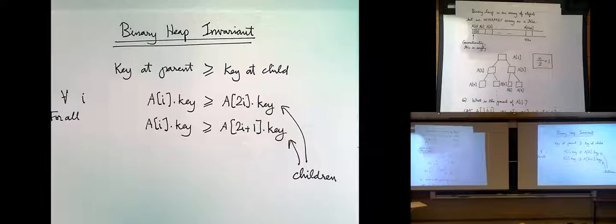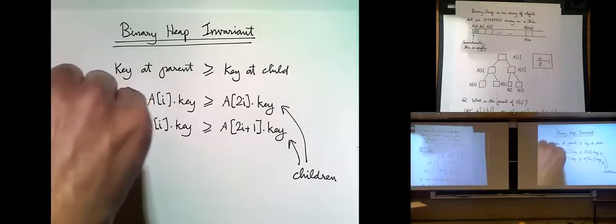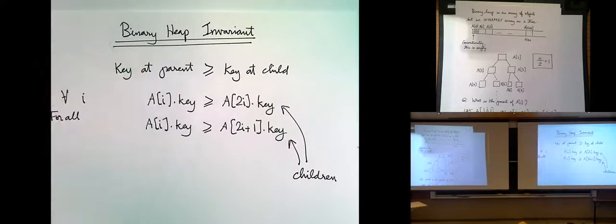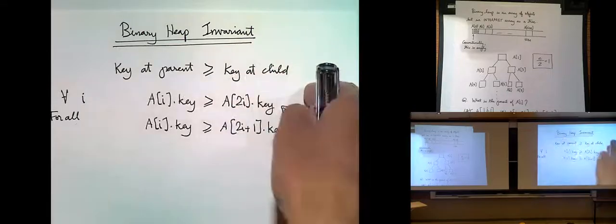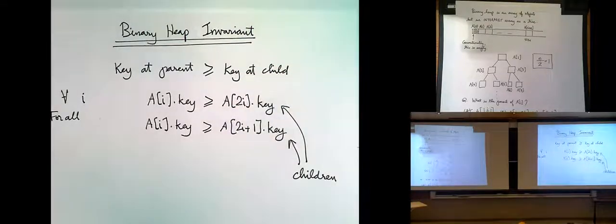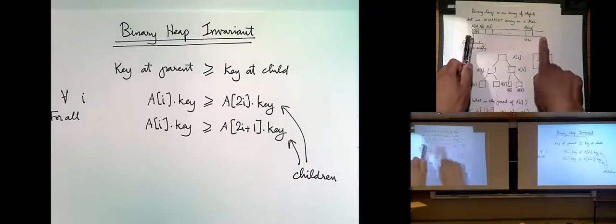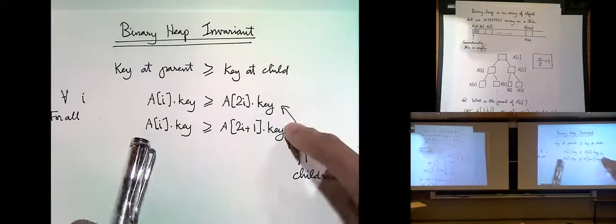So unlike real life, parents dominate children. I say this as a parent, right? So parents always have larger keys. That's what it means to be a binary heap. So a binary heap is an array where this condition holds.